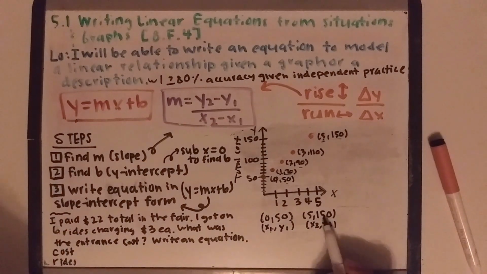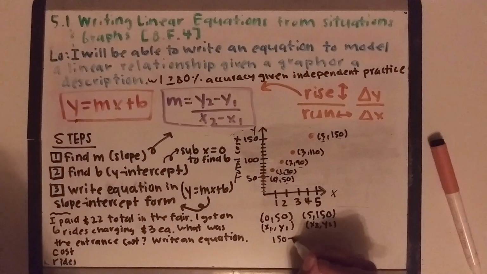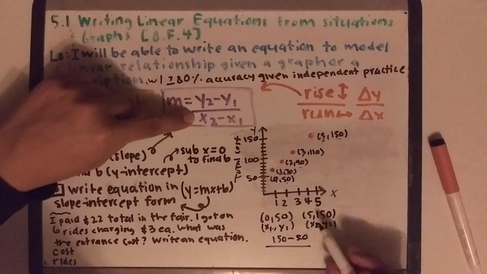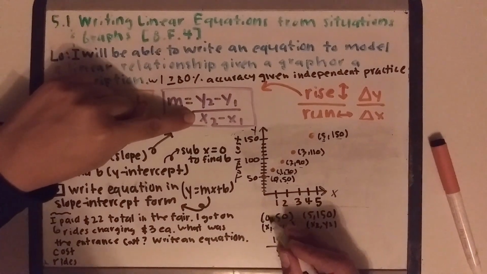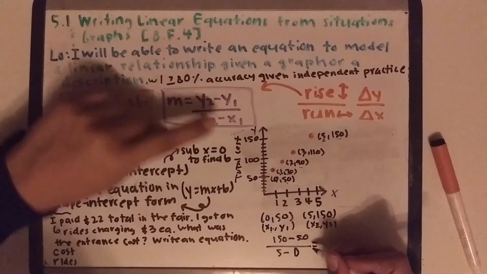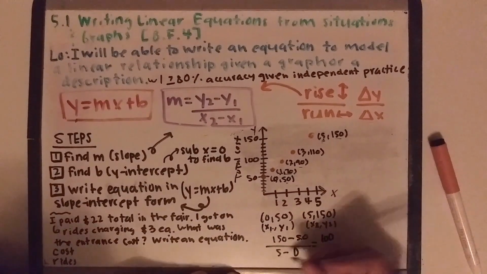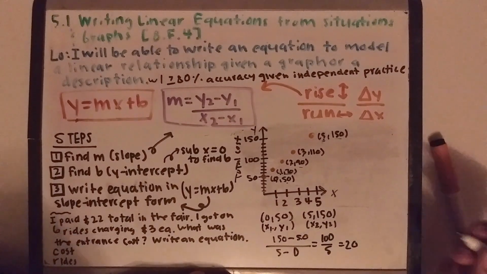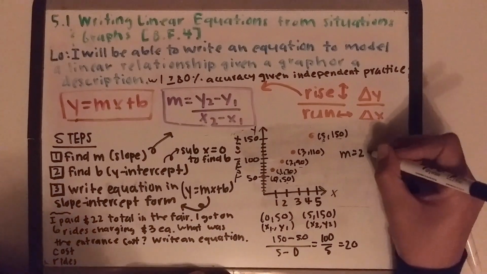And so I'm gonna take my y2, which is 150, and I'm gonna subtract 50 from that. And I'm gonna do x2, which is 5, and then I'm gonna subtract 0, which is my x1. So then I go 150 minus 50, that's 100, and then 5 minus 0 is 5. 100 divided by 5, that's 20. That's my m, okay? So my slope is 20 in this case, okay?